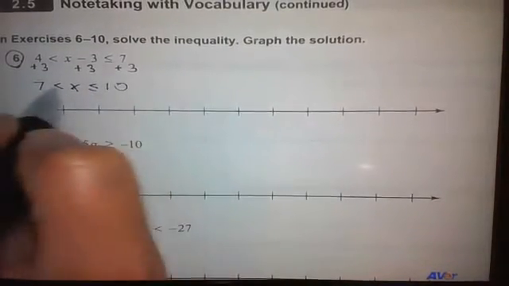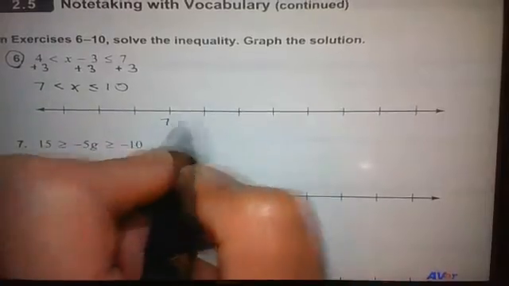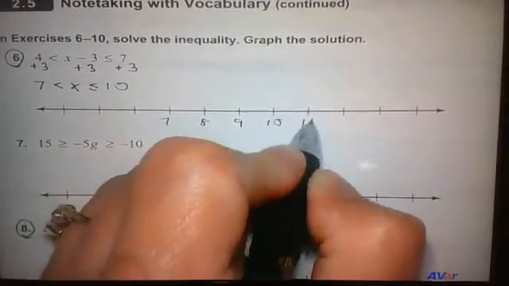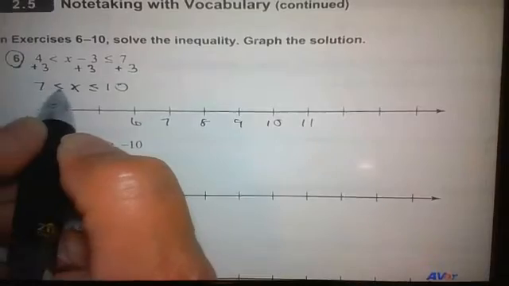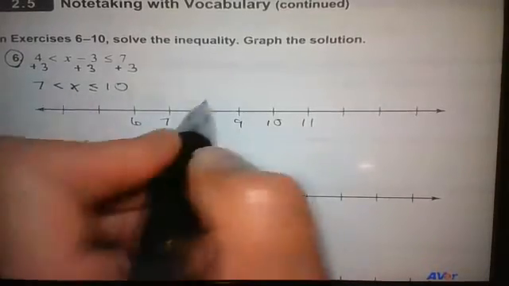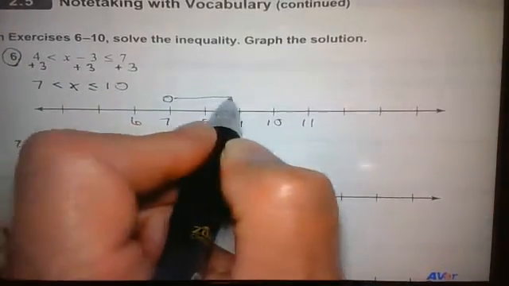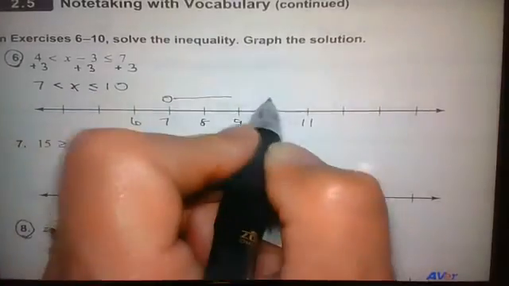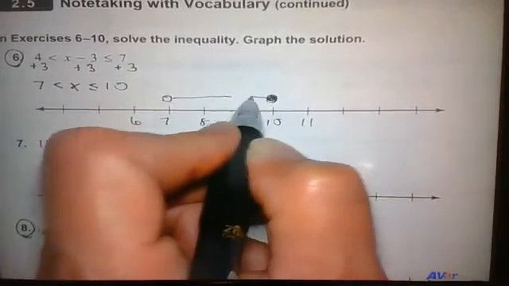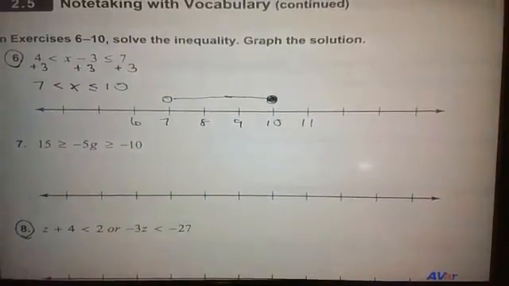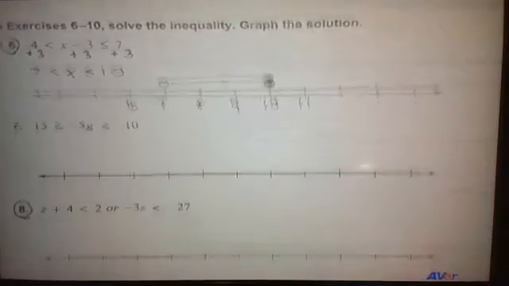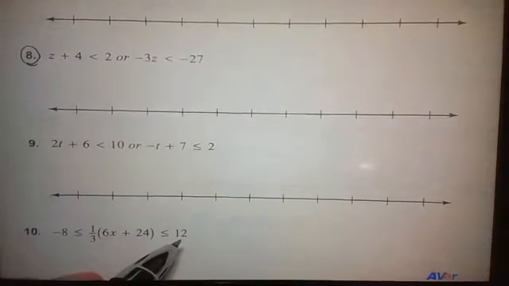That's an and situation. X is locked between 7 and 10. 7 is less than X. X is greater than 7. Okay, so it goes that way. And then X is less than or equal to 10. It goes this way. No arrows because there's nothing going on forever. Those are all my answers, locked in between 7 and 10, and it can also be 10. Ta-da!